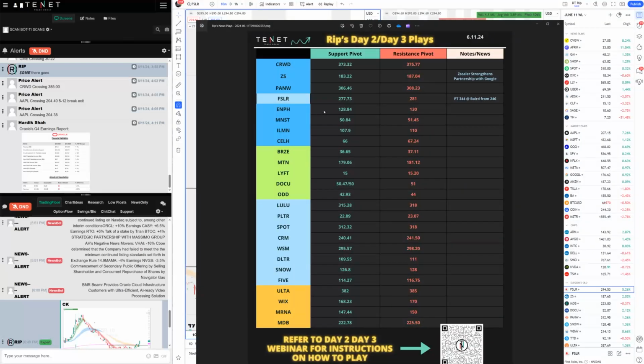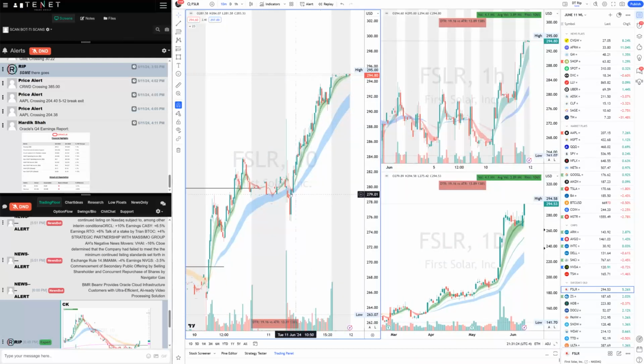So you see that, right? FSLR was one of our top day 2, day 3 setups. 281 was the resistance pivot. The profit target increased by bid to 246. So you see that, right? PT 344 from 246. So we already know there is an upgrade, right?